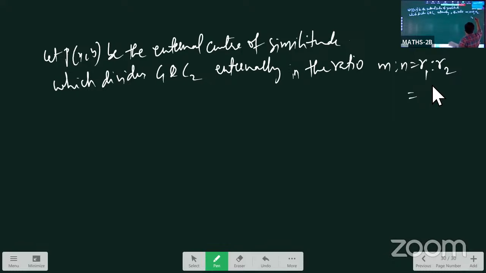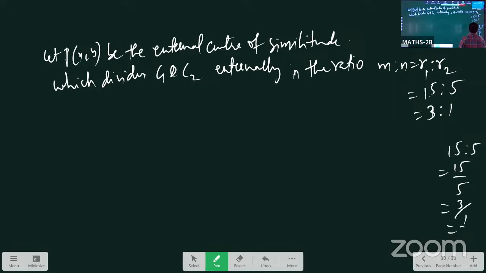What was your R1? 15 is to 5. So that is 3 is to 1. 5 3s are 15, 5 1s are 5. I told you so in the last class also. 15 is to 5, you write it as 15 by 5. That is 3 by 1, that is again 3 is to 1. Every ratio A is to B, we can write it as A by B. Let us find that point P.